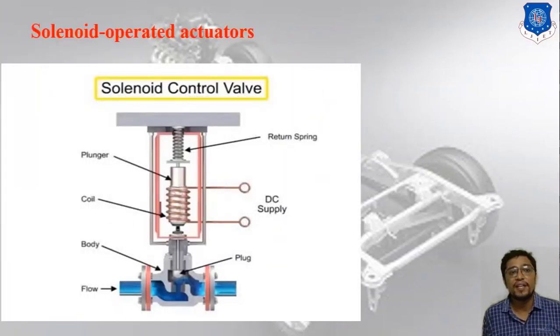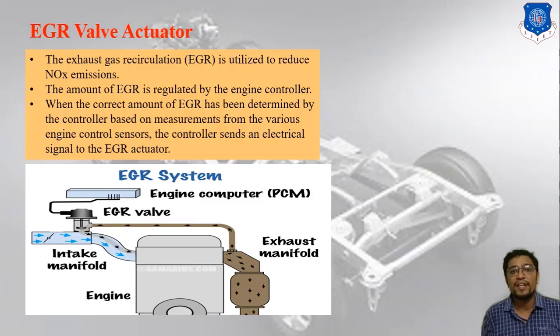Next one is the EGR valve actuator. First of all, what is EGR? Exhaust gas recirculation, known as EGR, is utilized to reduce NOx emission. Here in the image you can find an engine with four stopper, one intake manifold, as we all know, and there is one EGR valve placed. As the name suggests, EGR is utilized to reduce NOx emission.